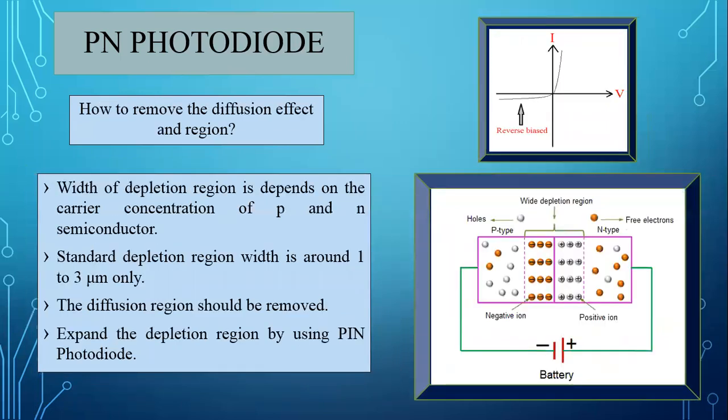So how are we going to do that? We know that the depletion region width depends on the carrier concentration of the P and N semiconductor. The standard depletion region width for this device is only 1 to 3 micron. So to remove the diffusion region, we should expand the depletion region by using a PIN photodiode. But for this presentation, I will not go further and explain about that photodiode.